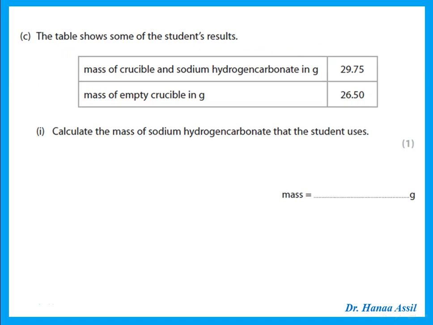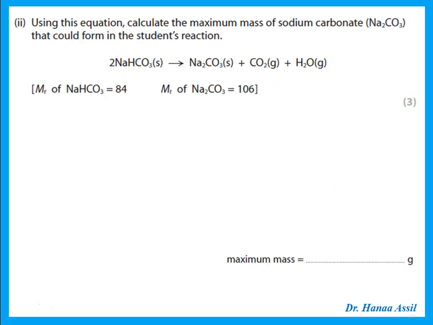The table shows some of the results. Calculate the mass of sodium hydrogen carbonate that the student uses. Well, we have the mass of crucible and sodium hydrogen carbonate, and then the mass of the empty crucible. So how do I get the mass of the solid? It's just the difference between them. Crucible plus solid minus the empty crucible. So this means I have 3.25 grams of sodium hydrogen carbonate.